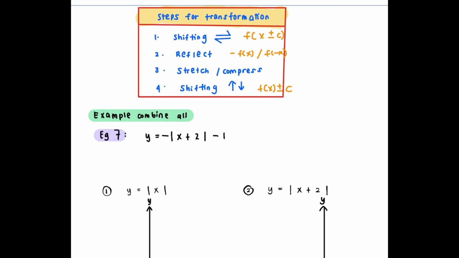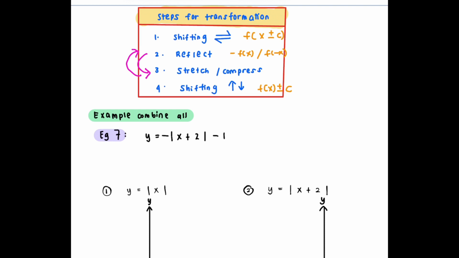Okay. If you don't have any stretch or compress, you can jump from reflection to the last step. But the second and third steps, you can actually switch. Either you do stretch and compress first or reflection first. But the compulsory steps to follow are the first and the last one. First must be shifting horizontally. Last must be shifting vertically.